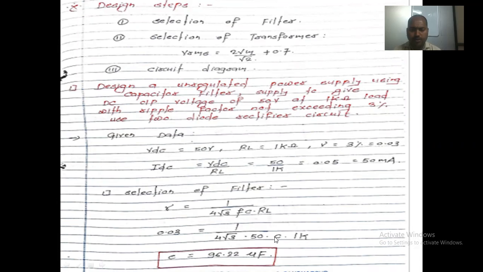For the calculation of C, C must be on the upper level. For that purpose, we have to bring this C to this side. Whatever answer comes, let it go to this side.